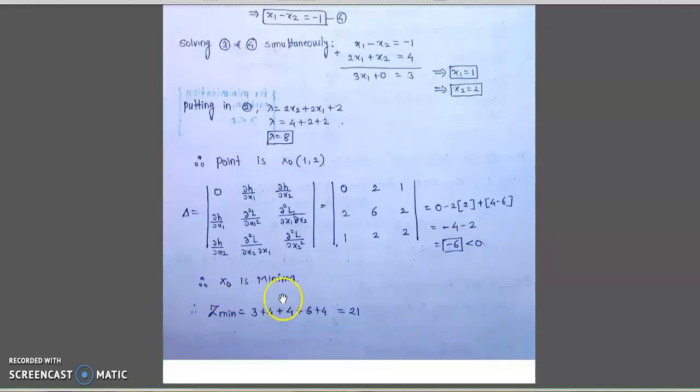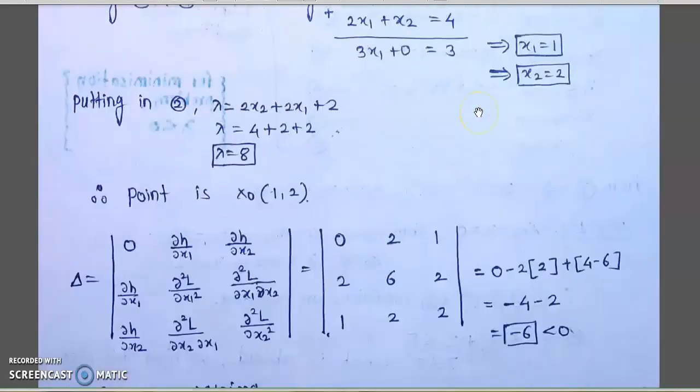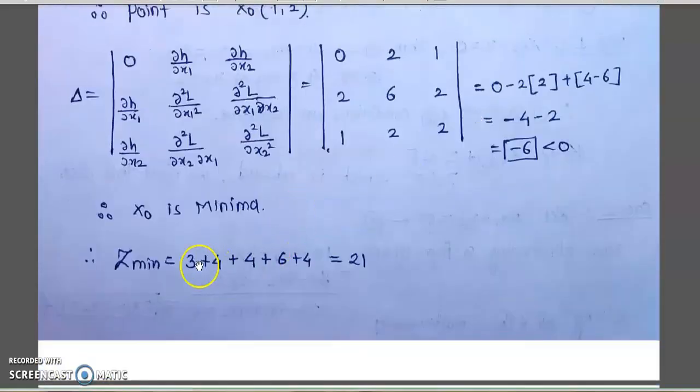Therefore, x0 is a minima, or z has a minimum value at this point (1, 2). If we put these values of x1 and x2 in the objective function, we get the corresponding z value 21.